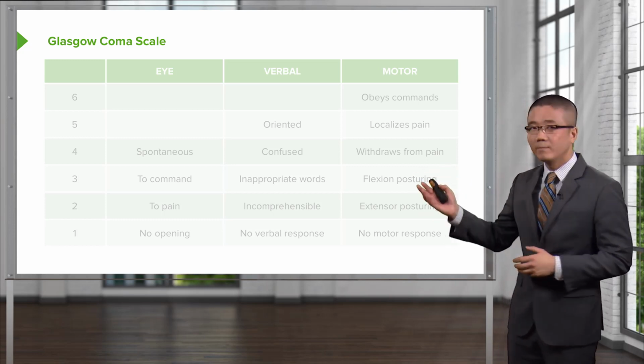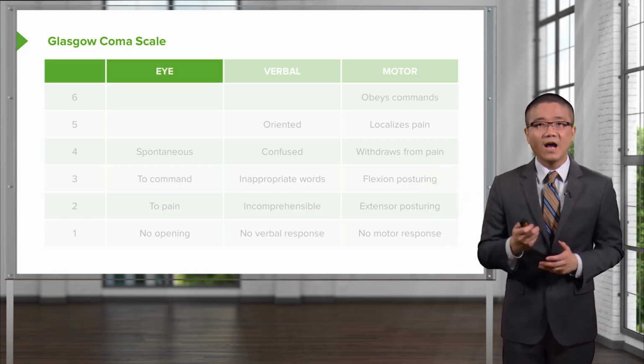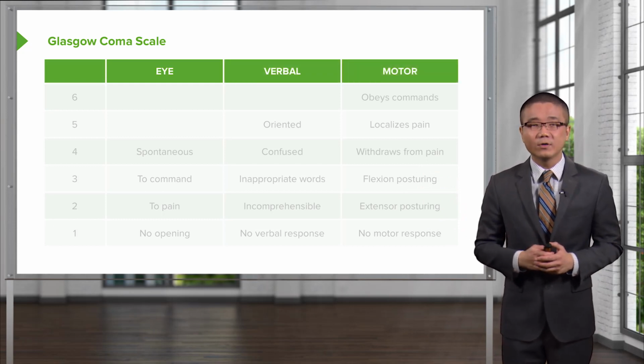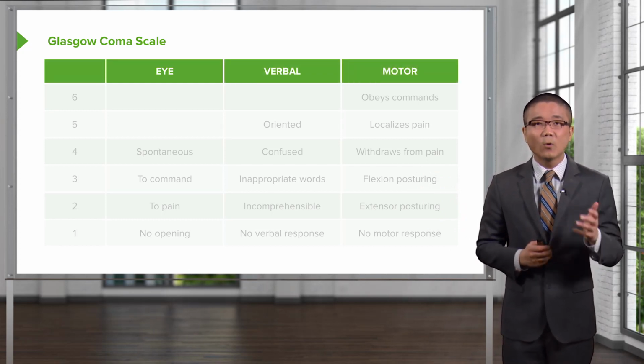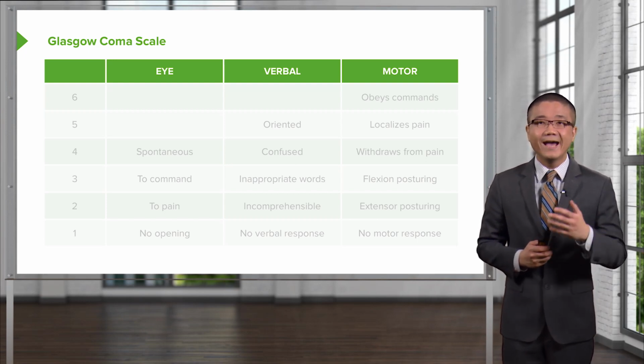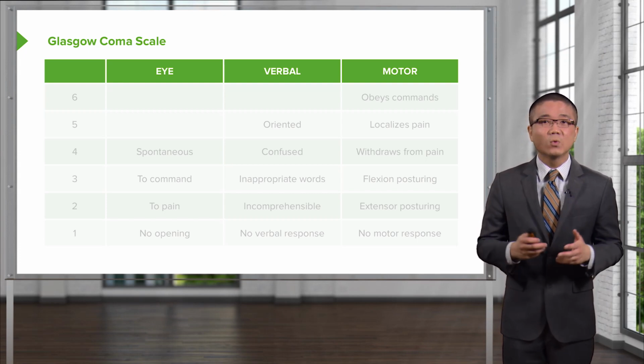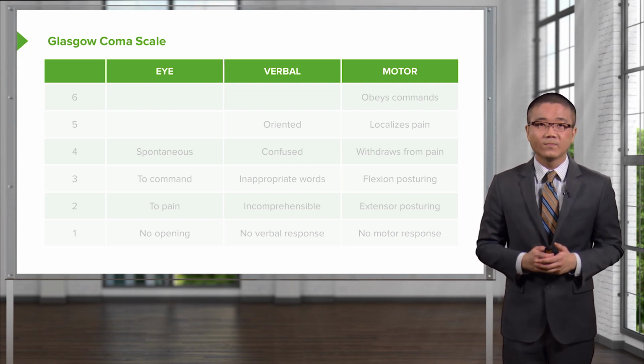Take a look at this table. You'll notice that there are columns for eye, verbal, and motor examinations. The coordinated effort of a patient who is able to open their eyes, speak to you, and move their extremities is one that is an oriented patient.